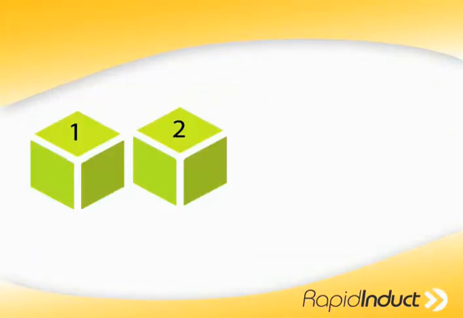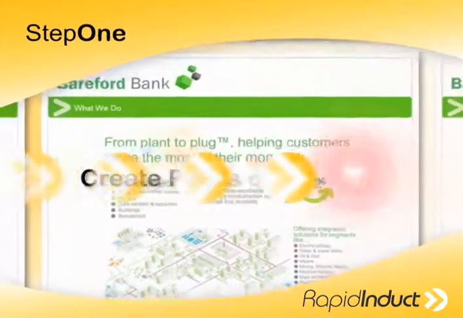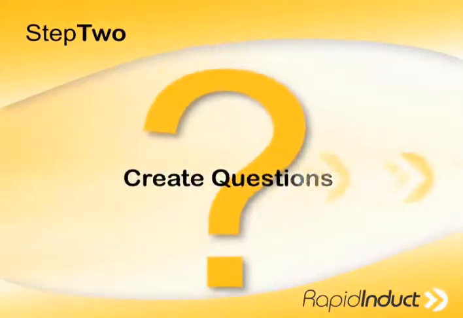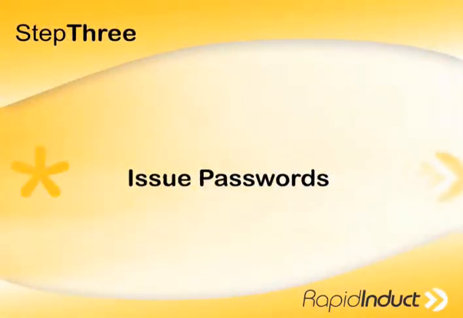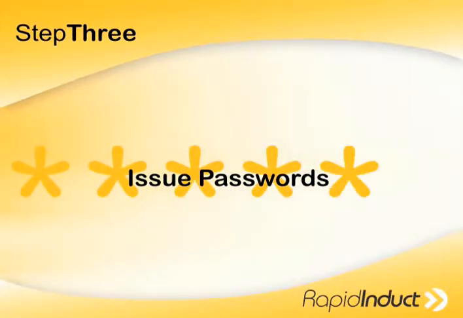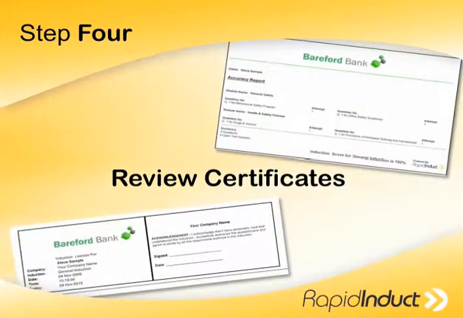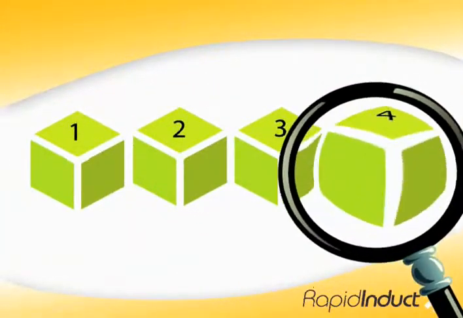You will find Rapid Induct works in a simple 4-step process. Step 1. Create your pages of content. Step 2. Create your questions for each page. Step 3. Issue induction passwords to inductees. And Step 4. Review completed inductions and certificates. Now let's look at these steps in more detail.